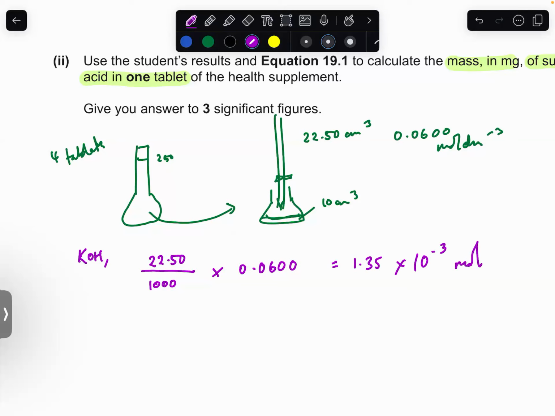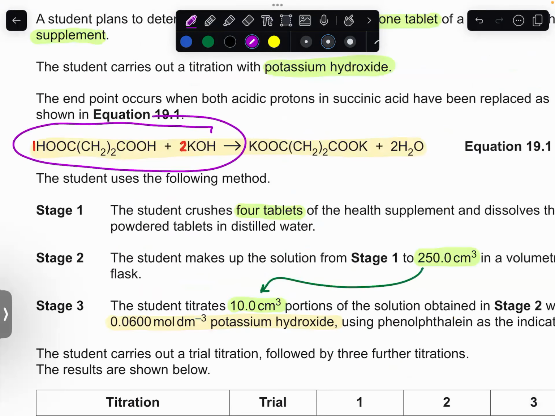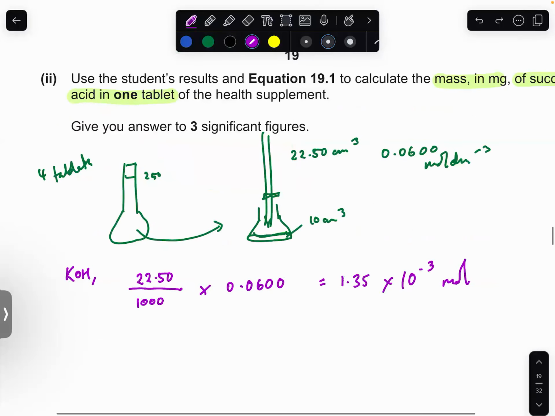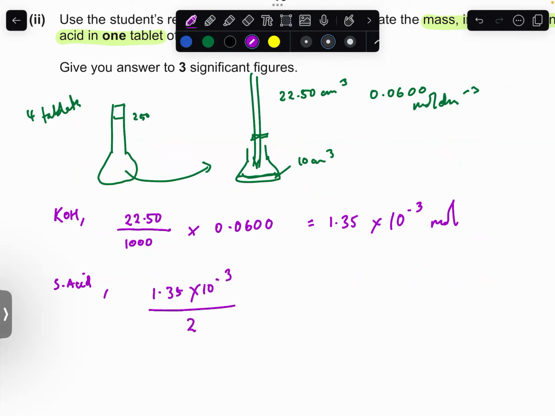Now, it reacts as a 2-to-1 ratio, just as a reminder. So 2 moles of potassium hydroxide react with 1 mole of succinic acid. So how do you make 2 into 1? We divide that by 2. So for succinic acid, it's going to be 1.35 divided by 2 because of the ratio. Now, that's how much is in 10 centimeters cubed.